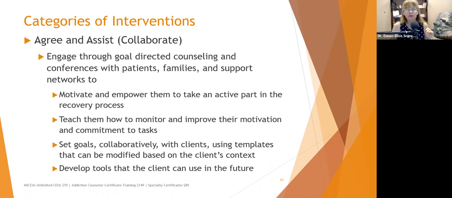We want to engage with the family to help them set goals collaboratively and use templates that can be modified based on the client's context. So this is generally what you're going to do on a day-to-day basis. This is what your meal plan is going to look like, yada, yada. But when you go on vacation, maybe you're going to go on a cruise, well, what do you do then? So let's figure out how we can modify this treatment plan for that context. Or, when you're at work, it's different than when you're at home. Help clients develop tools that they can use in the future.